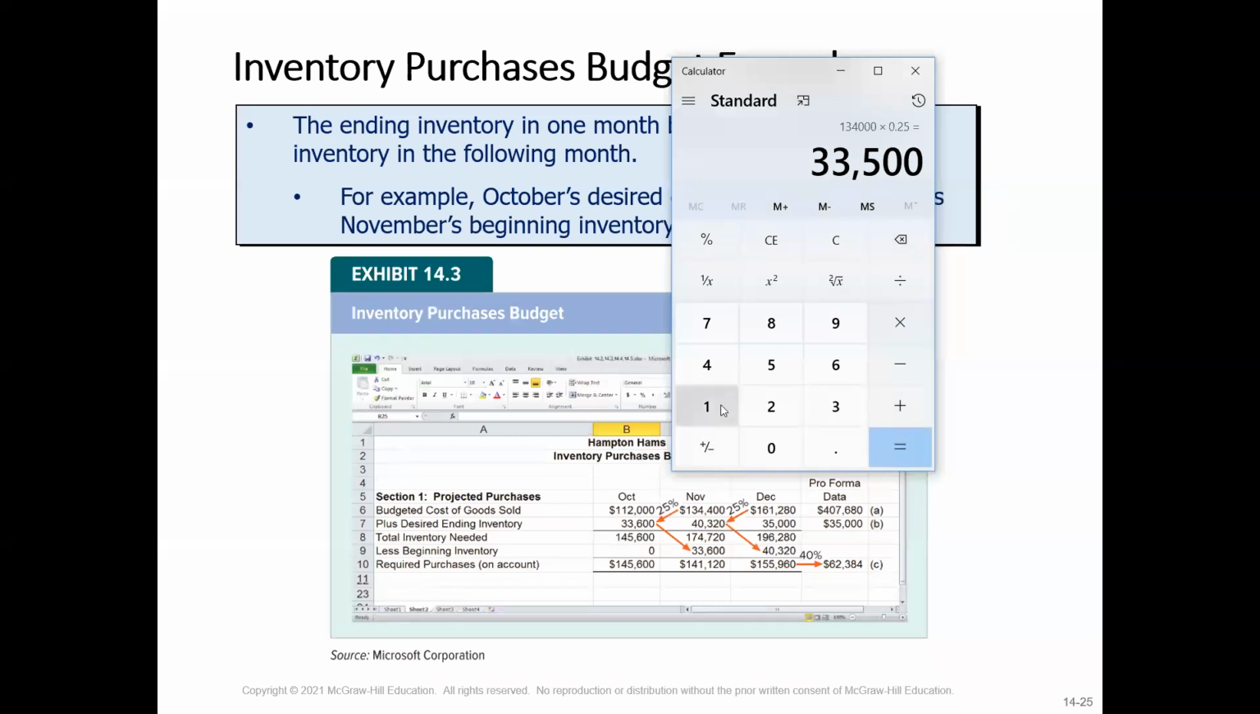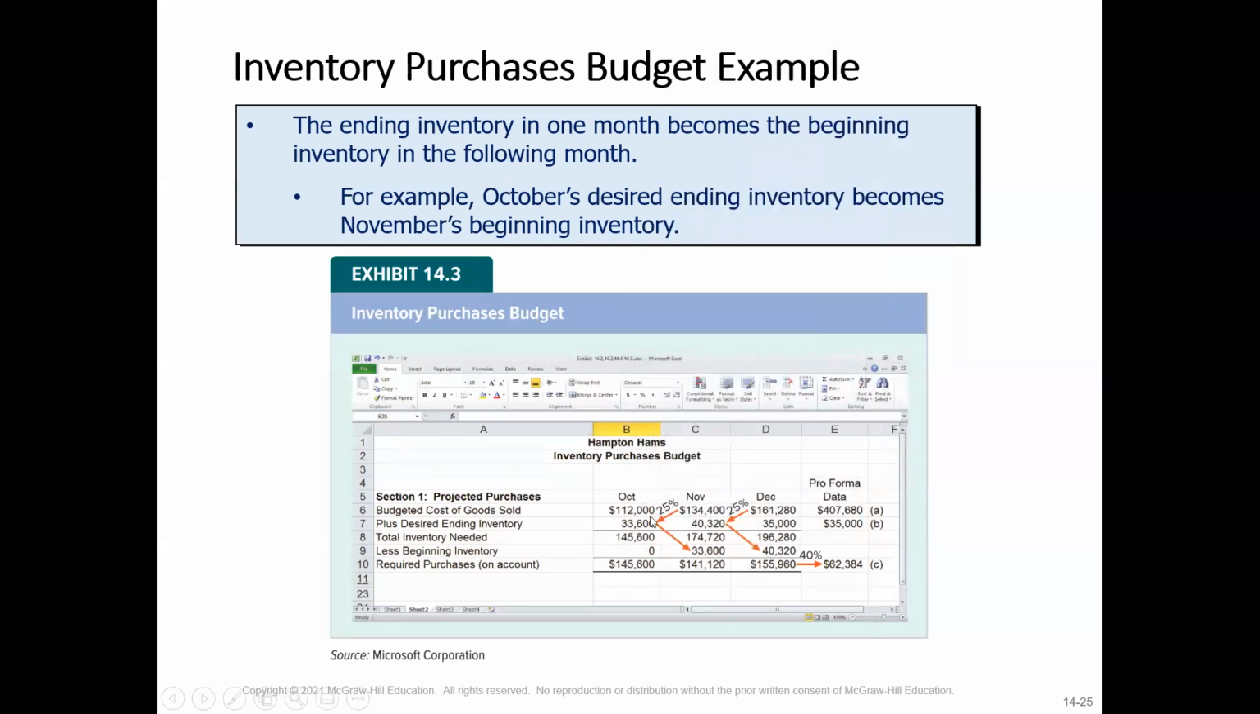Wait, 134.4. Sorry. 25 gives us our desired ending inventory. So $33,600 plus the amount we would have sold in October, and there wouldn't have been any beginning inventory in October because they're just opening this store. So we need $145,600 worth of inventory. No beginning inventory in October. So that is our required purchases.